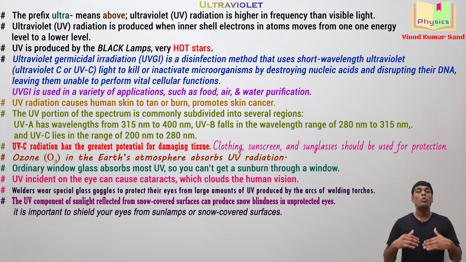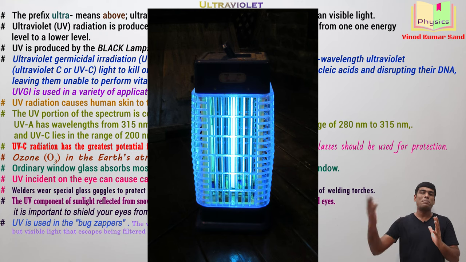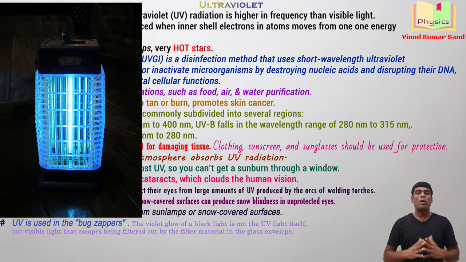So whenever you go out in the sun, you should wear good quality glasses which can protect you from the ultraviolet. Got it? The ultraviolet is used in bug zappers. Actually, the ultraviolet is produced by the black light, but some visible light escapes the filter material, so the lamp glows blue or violet. You might have seen such installations in hotels or restaurants, or even in your homes you use such lights to kill insects or bugs.